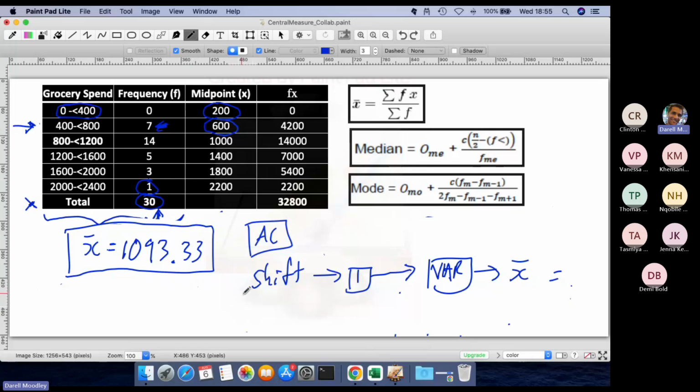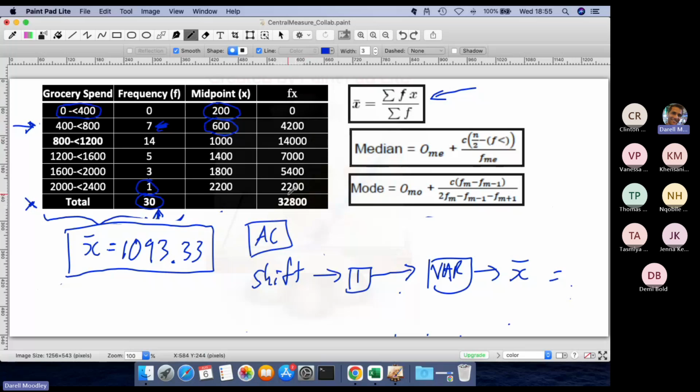Using your calculator. What your calculator actually did is it used this formula here. You don't need to worry too much about using it because your calculator does it for you. But all it does is it creates an FX column. The FX is just multiplying your frequency column by your X column. So 0 times 200 is 0. The next one will be 7 times 600, which is 4,200, etc. So that's your FX column.